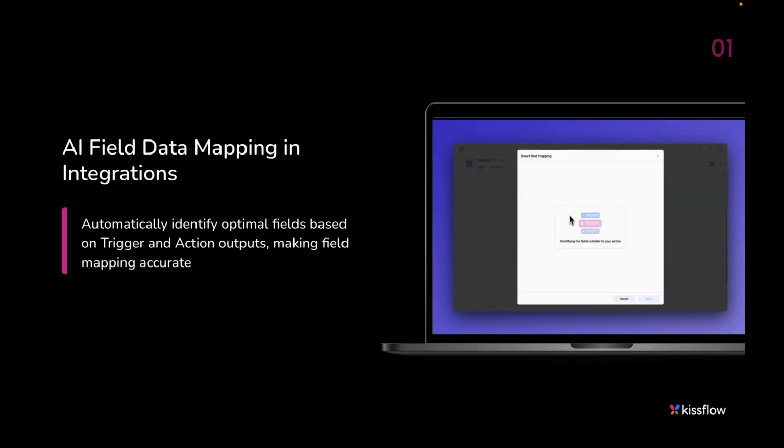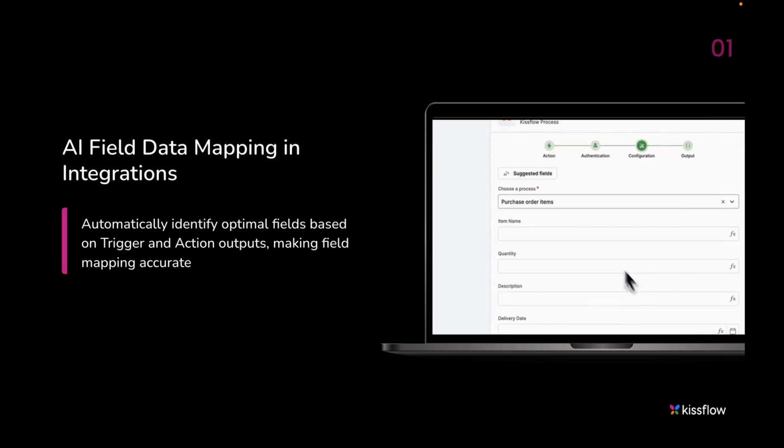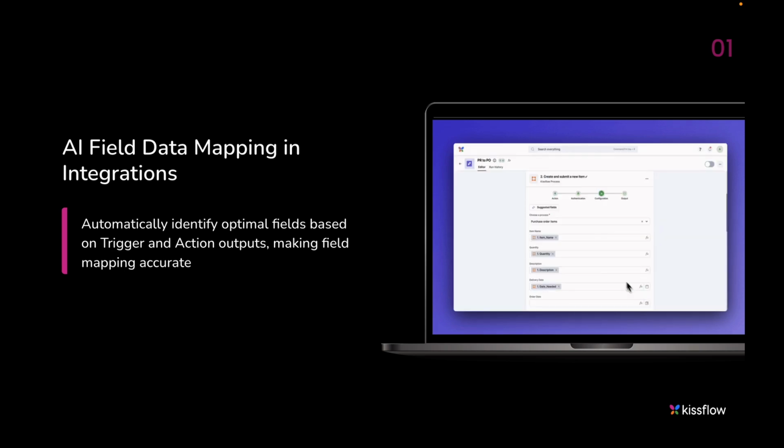So the first feature that I have for you is AI field data mapping in integrations. Now, if you're a person who's been working on integrations, you have that struggle of spending a lot of time on field mapping, right? You want to map the right fields correctly, and if you go wrong, it might lead to a bit of a headache. Your integration might not run. You might have to go see where exactly you went wrong. So we've come up with a really nice feature where we just do the heavy lifting for you.